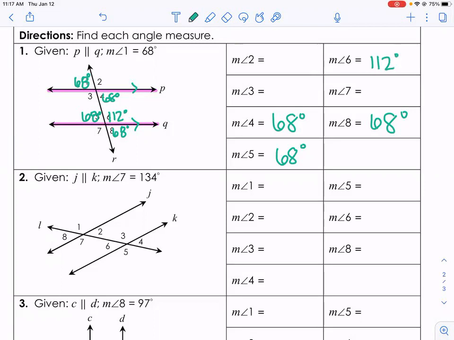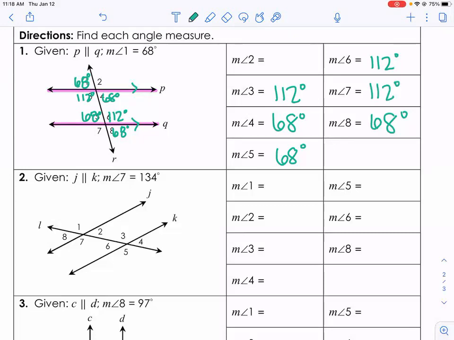Okay. Bennett, give me another angle that's 112. Why? Because angle 3 and angle 6 are alternate interior angles. Okay. Wait, what? 7 also? Why would 7 be also?